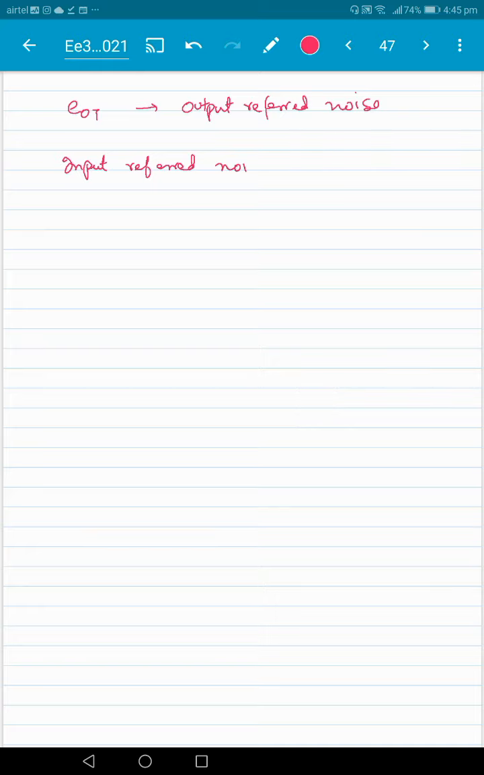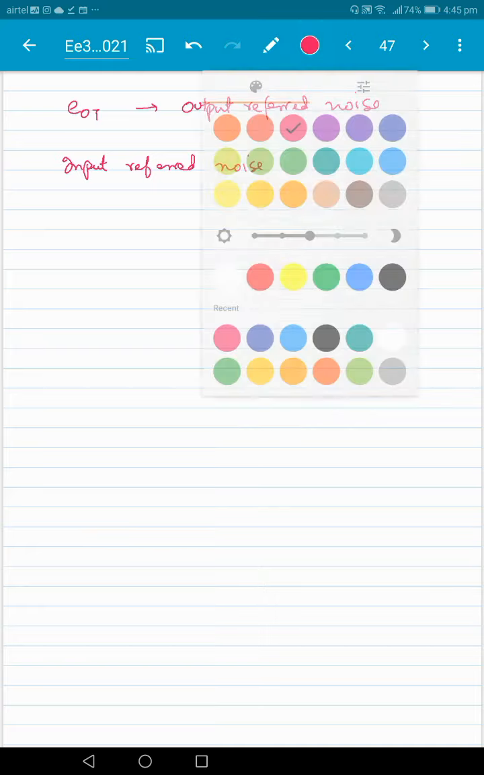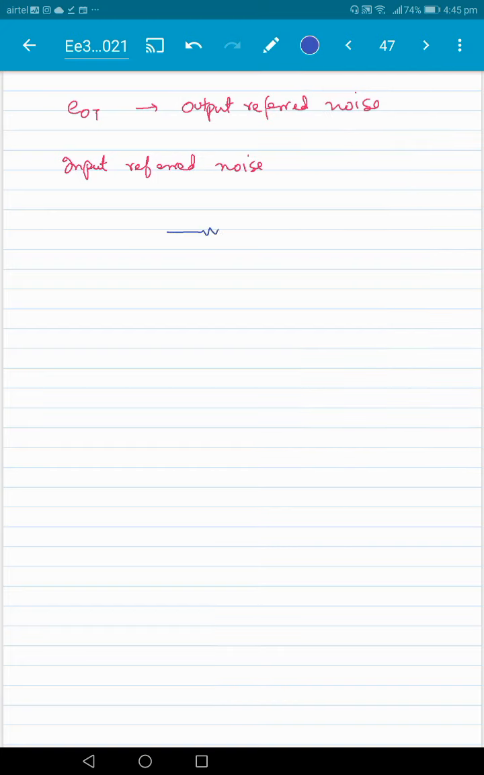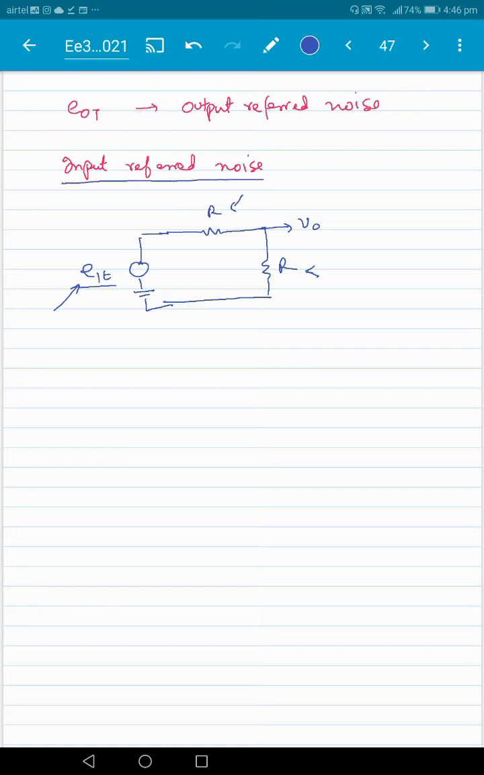Input referred noise. So the idea is that in the circuit that we just drew, this was our output here. All the noise arising due to this R and this R, we could lump it all at the input here, besides the sources and all that are there, and we can call it EIT, the input referred noise. So now the resistors are all noise free, and their effect has been put back in the input, and we call this the input referred noise here.